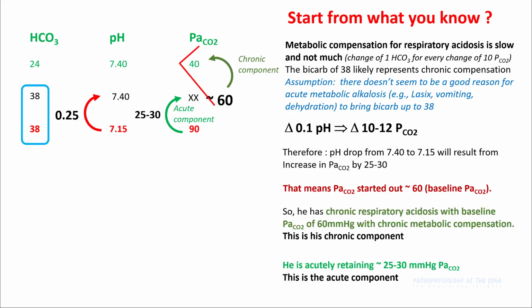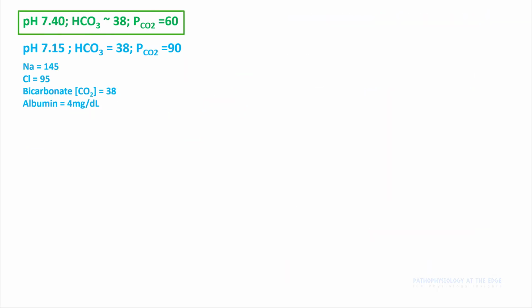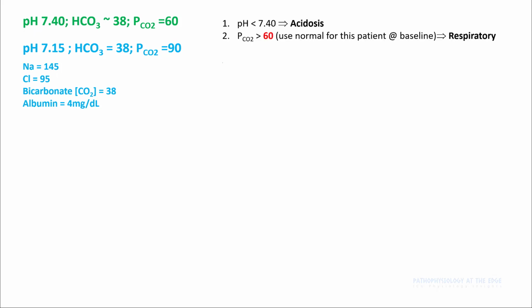So that means this patient has two components. The chronic component is the rise in PCO2 from 40 to 60, and an acute component of rise of PCO2 from 60 to 90. So his baseline ABG is pH of 7.4, bicarb of 38, and PCO2 of 60. And now we go ahead and solve this ABG. In step 2, we use 60 because you want to use the normal for this patient at baseline. Normally you would have used 40 because that's normal for everybody else.